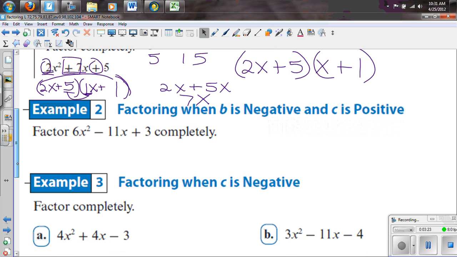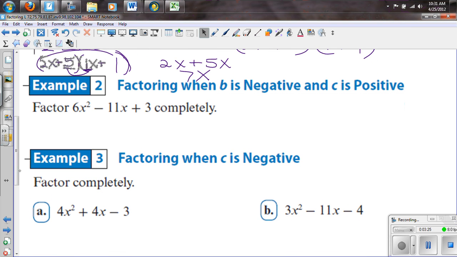So next is factoring when b is negative and c is positive. So if this is positive, we know we're still going to have to add things together, but those things have to be negative because the only way to add things together and get a negative is if both of them are negative. So we're going to take this factors, and we know that both of these are going to be negative here.